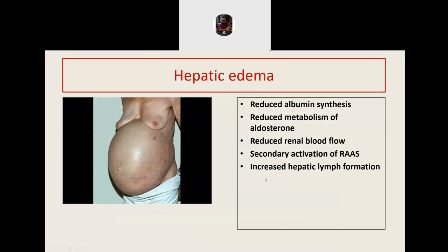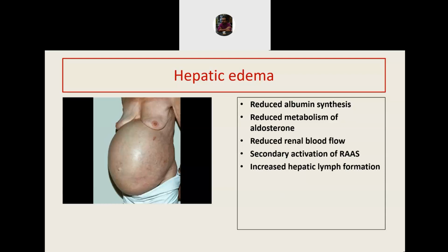Finally, coming to hepatic edema. Liver is a seat of metabolism. It synthesizes many things. It also excretes many things. As the liver cannot function properly, albumin synthesis decreases. This causes a reduced colloidal osmotic pressure.